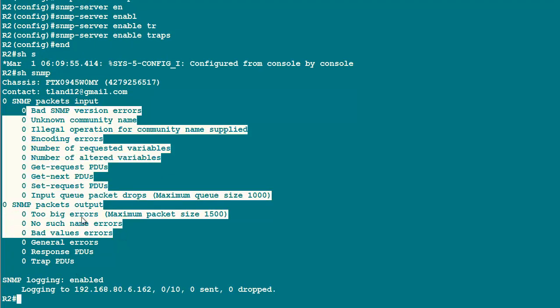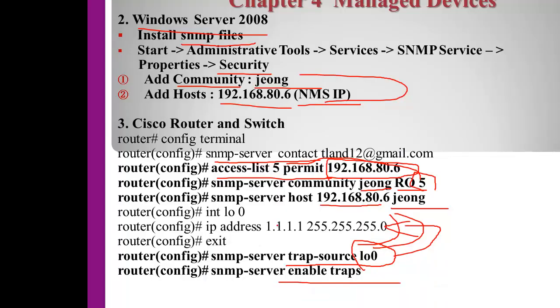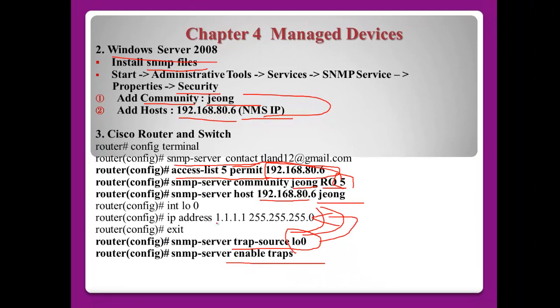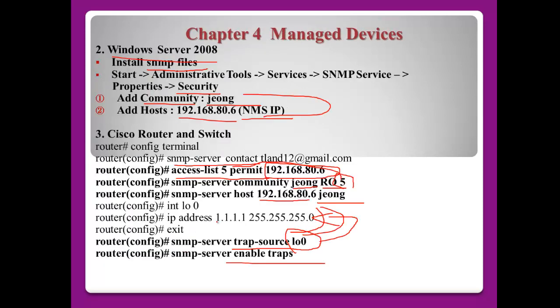So now no information. Only here 192.168.86 is the NMS server. So now the router is already working for the SNMP service. Okay, so now I finish here. Manages devices like Linux server, Windows server, and routers.